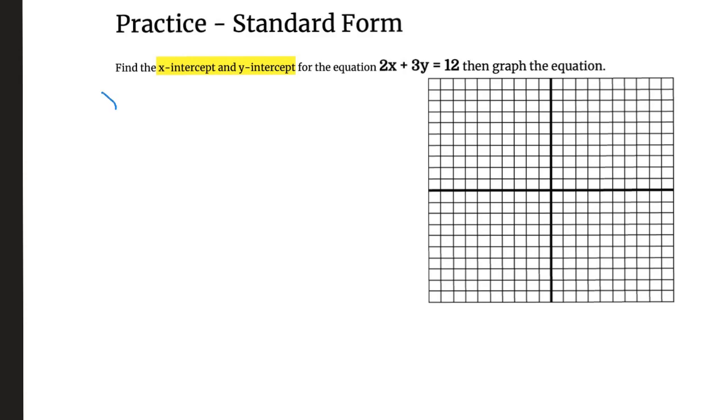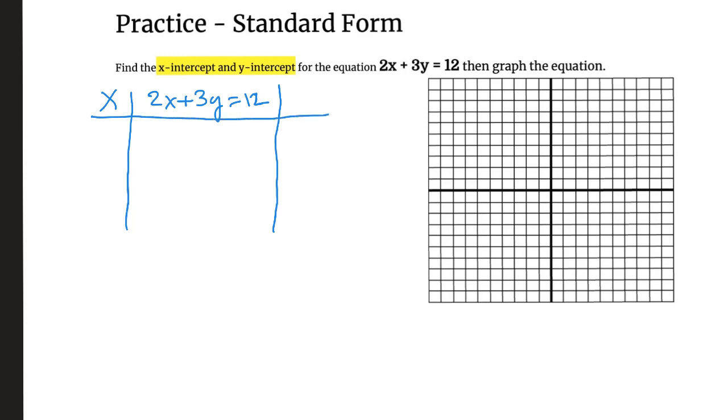Do it in blue here. We got x over here, and then we got our 2x plus 3y equals 12 in the middle. That's a 12. And then on the right-hand side, we have our y.